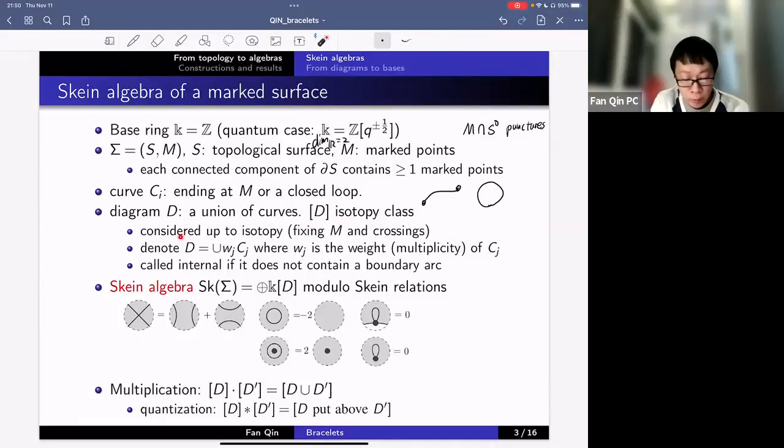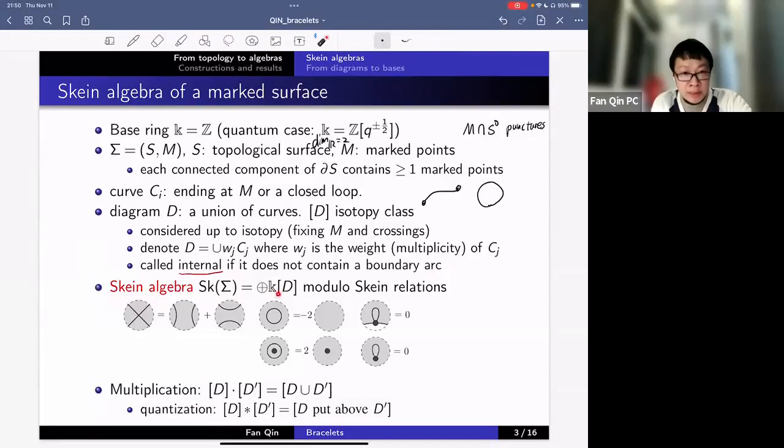We will always consider the diagrams up to isotopy, by which I mean that we fix the marked points and we fix the crossings, so isotopies are not allowed to change the marked points and crossings. We will denote D as a union of w_j C_j, where w_j is the weight, or say the multiplicity, of this curve C_j inside this diagram. And it will be called internal if the diagram does not contain a boundary arc. It is not important, but it makes the definition easier.